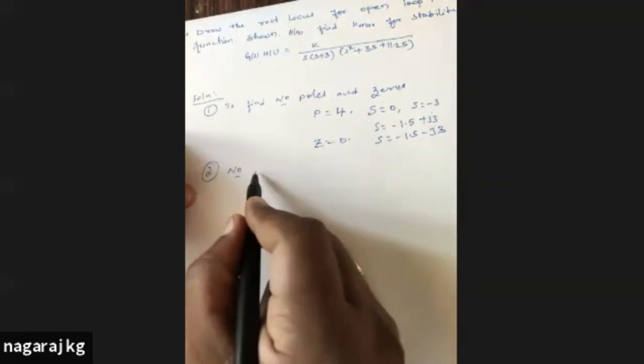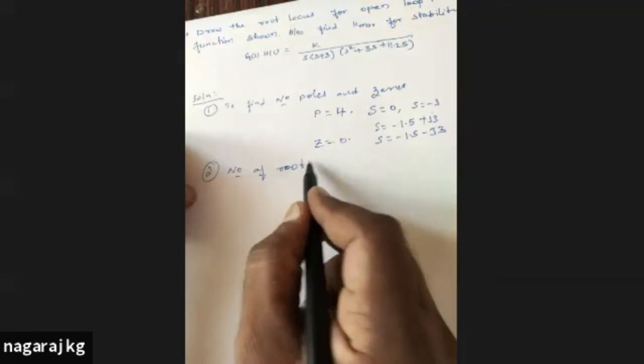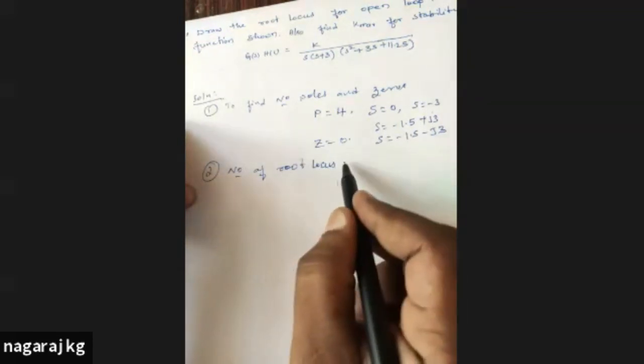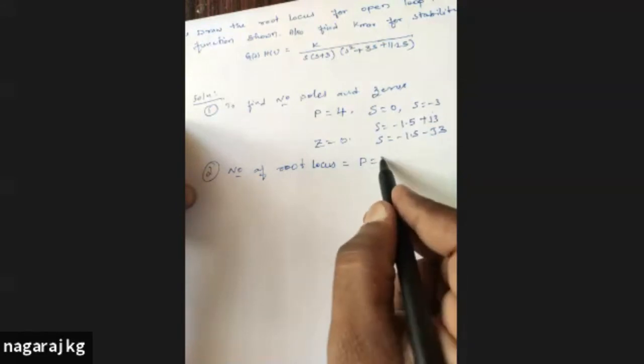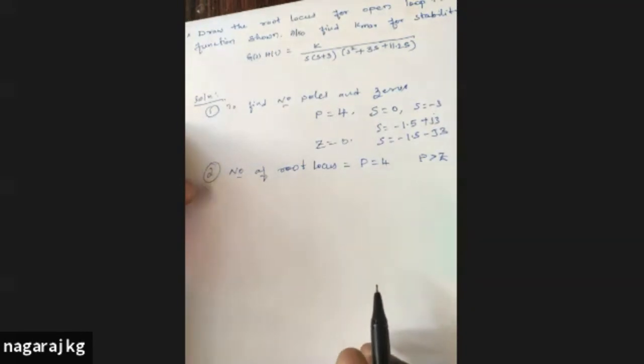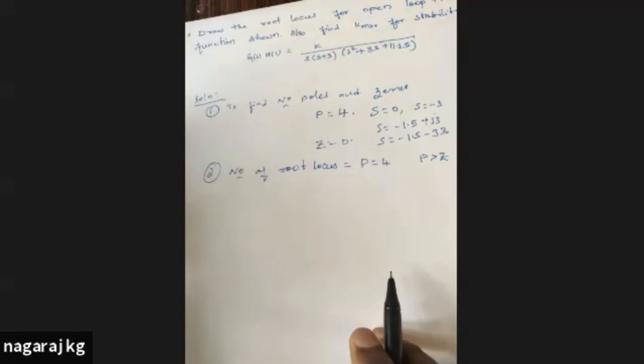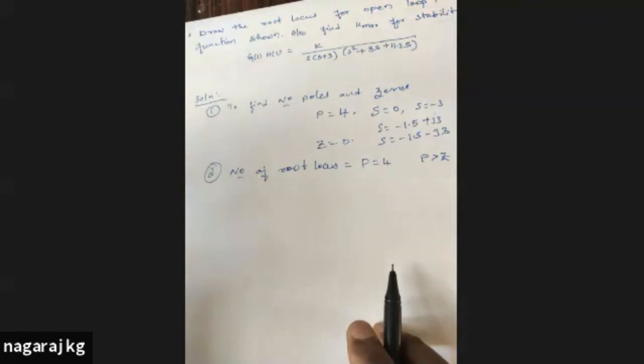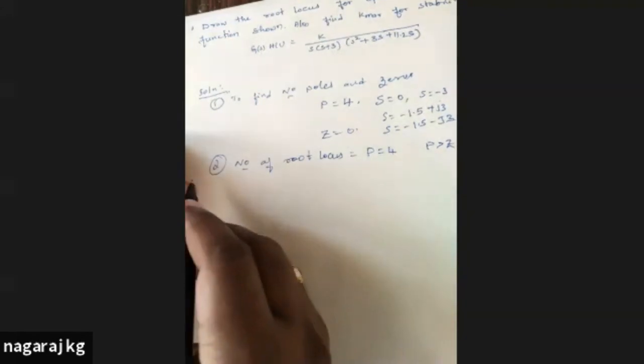number of root locus. The number of root locus is equal to P, that is equal to 4, because P is greater than Z. So the number of root locus is always equal to P or Z, whichever is greater, so many root locuses you are going to get. Usually the number of root locus is equal to the number of poles. So the number of root locus is equal to P, that is equal to 4. That is the second step. Okay. Next, third step.